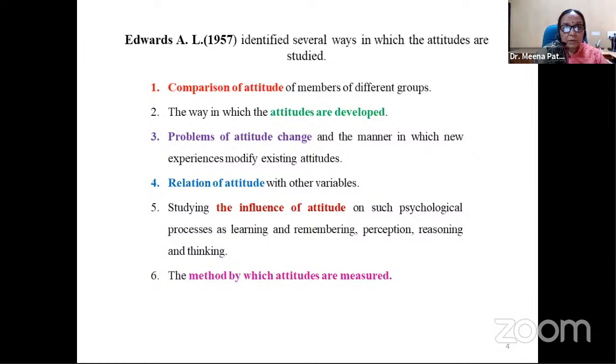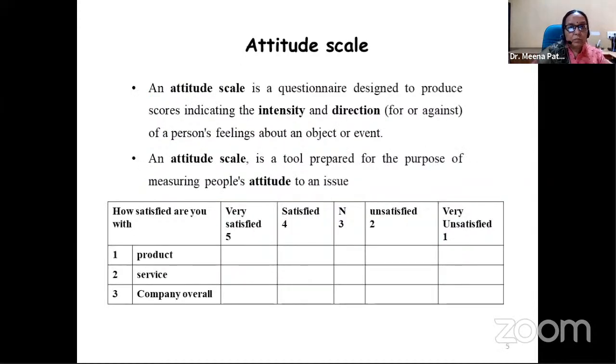So with this, attitude can work on a number of things. Now the attitude scale. An attitude scale is a questionnaire designed to produce scores indicating the intensity and direction of a person's feeling about an object and event.